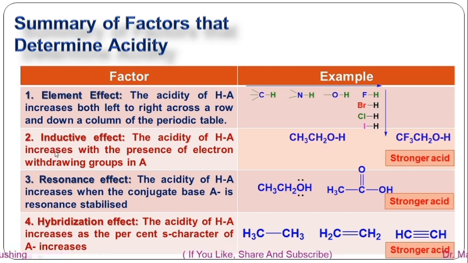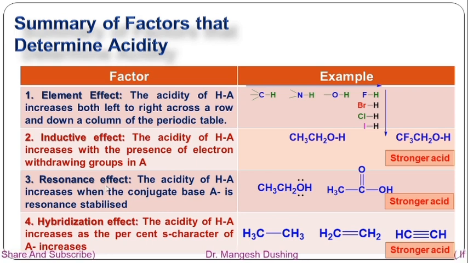The second factor is inductive effect. The acidity of HA increases with the presence of electron withdrawing groups in A. So any electron withdrawing inductive effect increases the acidity. That's why trifluoroethanol is a stronger acid than ethanol.